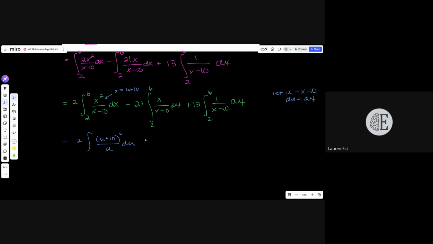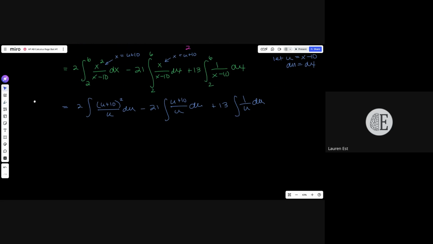Cool. Then I'll get to these boundaries in a minute. I have my u that I said was equal to x minus 10. So I have a 1 over u situation, du. And I said that x was again equal to u plus 10. So I'm going to make this u plus 10 here. And then I have plus 13. I'll deal with the boundaries in a minute. And then I have 1 over u du. Great.